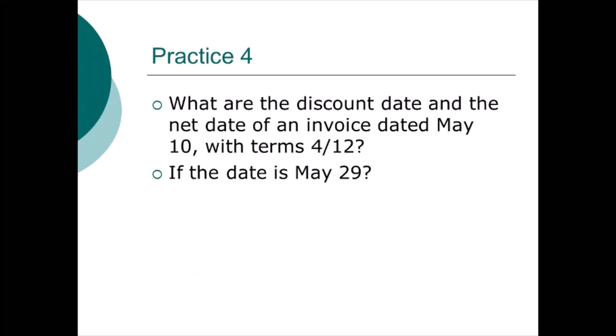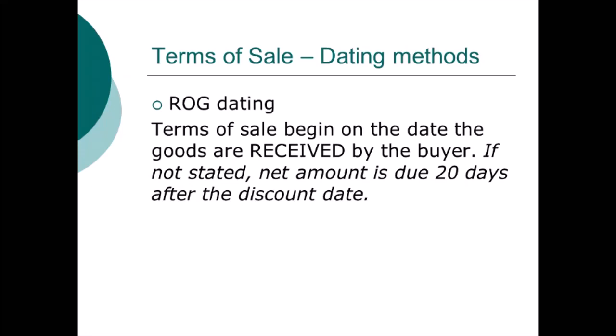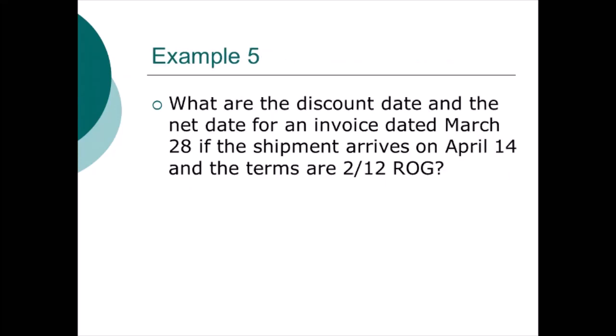For your practice, you will do both cases. Next one, ROG dating or receipt of goods dating. Terms of sale begin on the date the goods are received by the buyer. If not stated, net amount is due 20 days after the discount date. Let's have an example. What are the discount date and the net date for an invoice dated March 28 if the shipment arrives on April 14 and the terms are 2% within 12 days ROG?